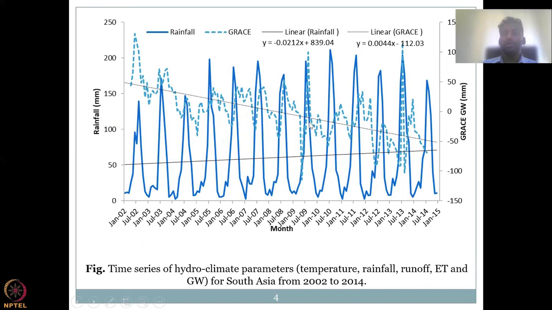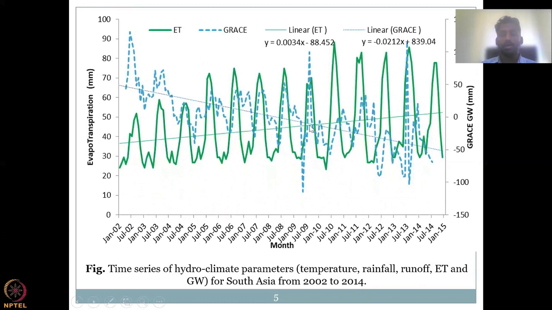However, the groundwater is declining. The slope of the groundwater is around -0.0212. So this is a very important finding according to the study, that even though your rainfall is increasing, which is a source of your groundwater recharge, your groundwater is still going down. And that can be explained only by the fact that the agricultural use of water has been increasing, because your agricultural ET has increased.